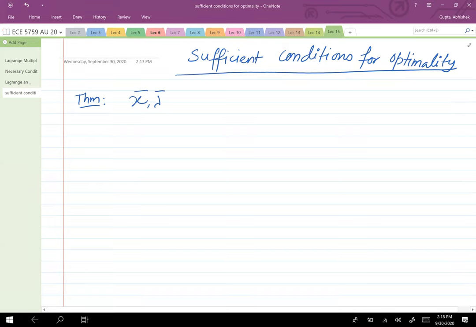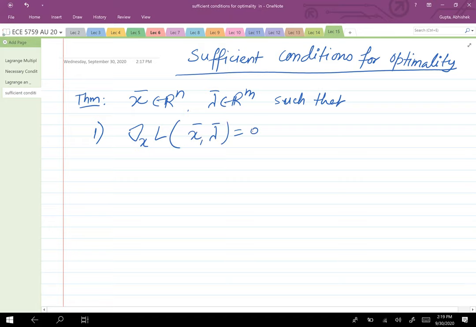Suppose x bar in Rn, lambda bar in Rm, such that the first, so gradient with respect to x of the Lagrangian is equal to zero. Gradient with respect to lambda of the Lagrangian, which is equal to h of x bar, is equal to zero. So x bar lies on the constraint, and the first derivative of the Lagrangian at x bar vanishes.